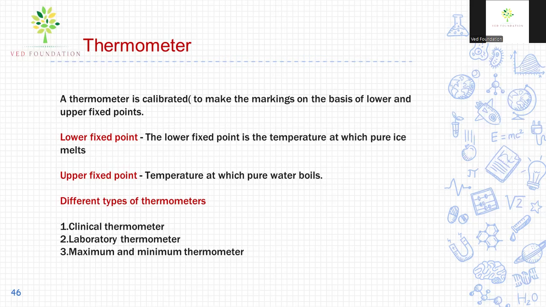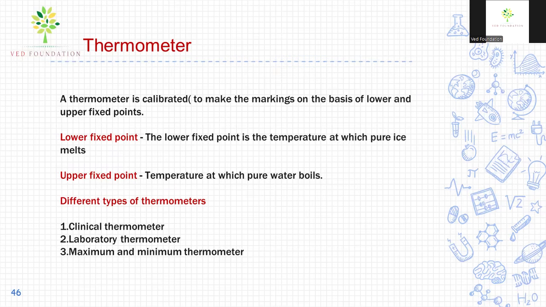A thermometer is calibrated. To calibrate means to make the markings on the basis of lower and upper fixed points. The lower fixed point is the temperature at which pure ice melts. Pure ice melts at 0 degrees Celsius, which means the lower fixed point of the thermometer is 0 degrees Celsius.